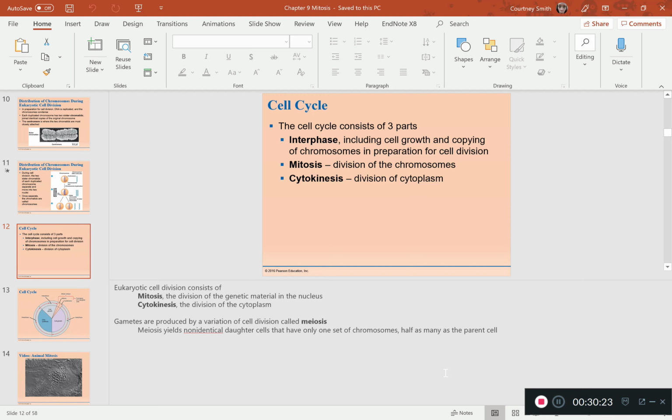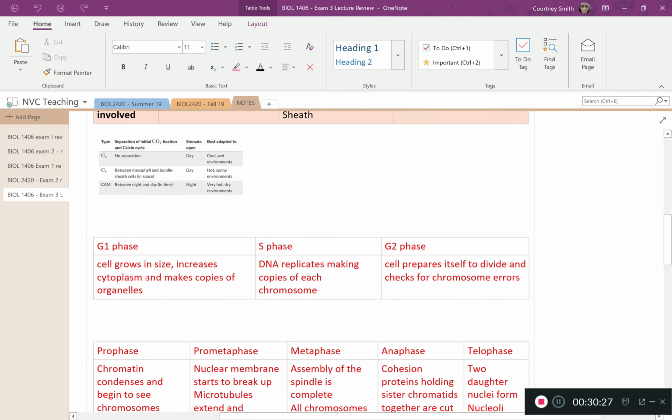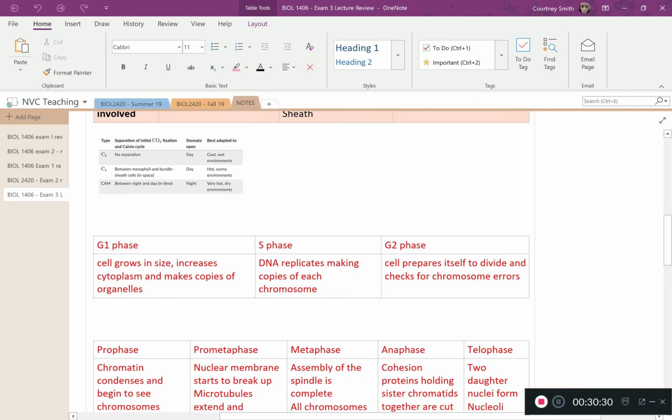Okay, so with that, I'm gonna pull up the table. So right here is the table of interphase. Interphase has three main phases. It's G1, S phase, and G2. So in G1, this is in order, guys, so this is a timeline. In G1, the cell will grow in size, so it'll get bigger. And whenever it gets bigger, it is increasing the amount of cytoplasm. And then also it is making copies of all the organelles inside of the cell.